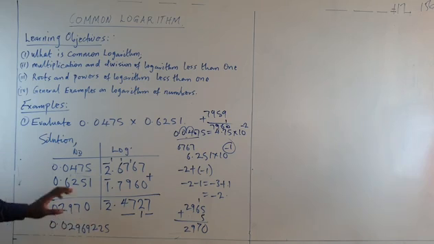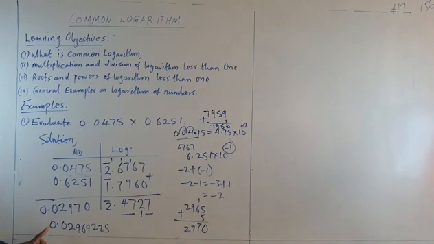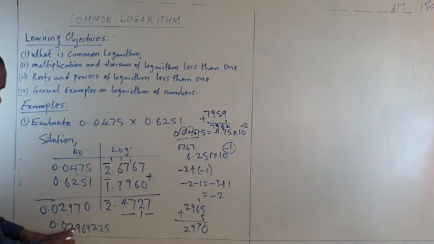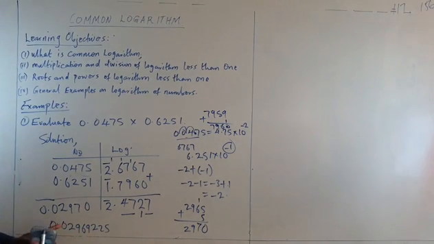So using logarithm table, the value is 0.02970. But when you confirm this with your calculator by multiplying this with this, you are going to have 0.02969. But to 4 decimal places, when you round this up, we are going to have 0.0297. So that will be our final answer.